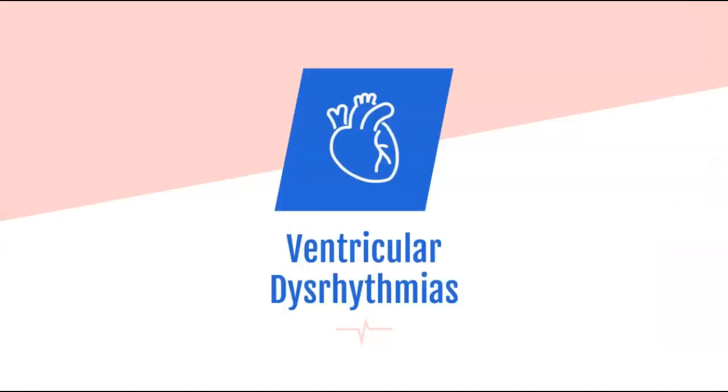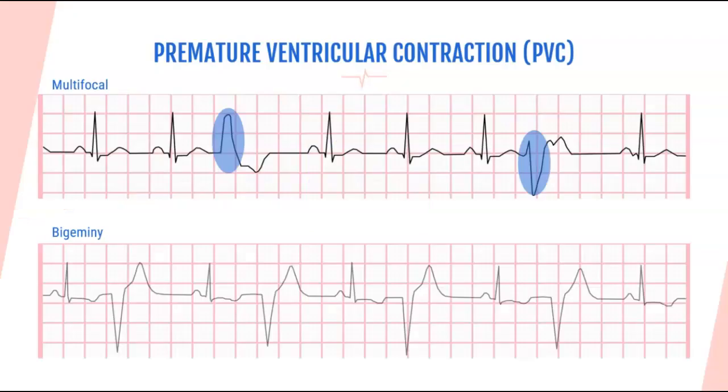Now we will move on to ventricular dysrhythmias. Premature ventricular contractions, or PVCs, are wide, bizarre QRSs with no P wave. Different types of PVCs can occur. A unifocal PVC is when all PVCs look the same. A multifocal PVC is when the PVCs look different, which you can see on this top strip.